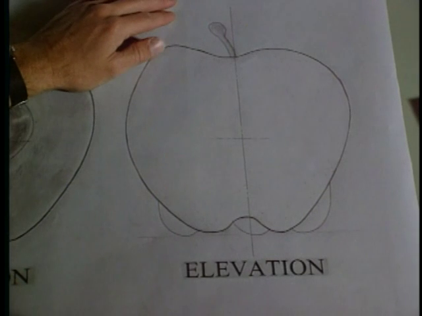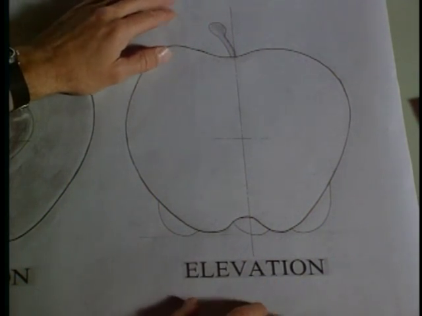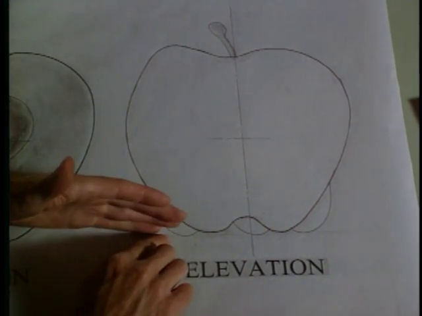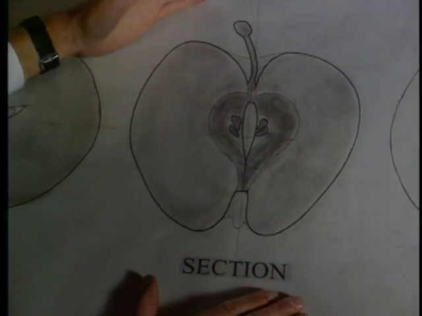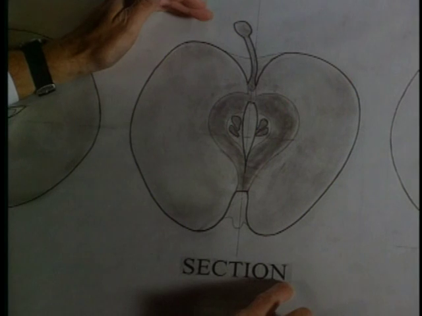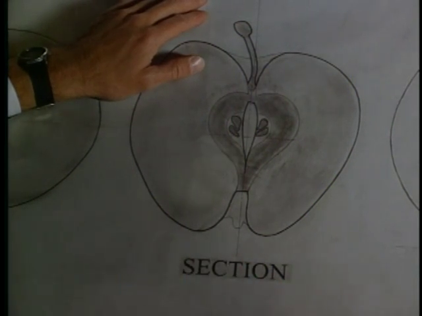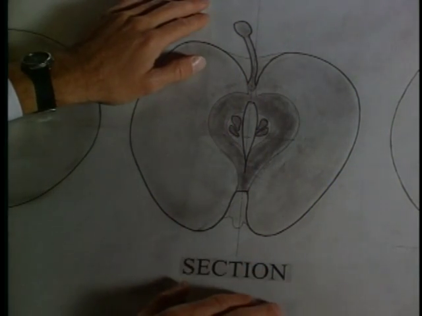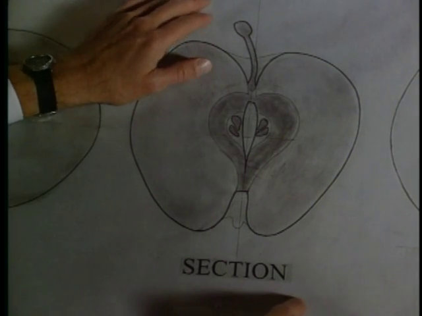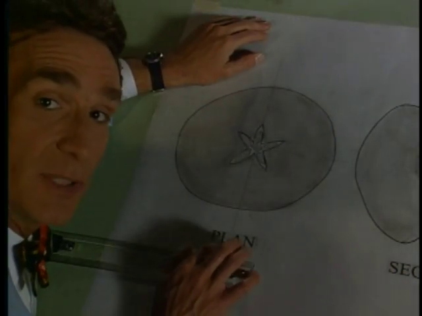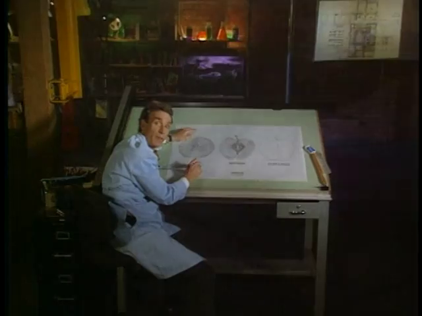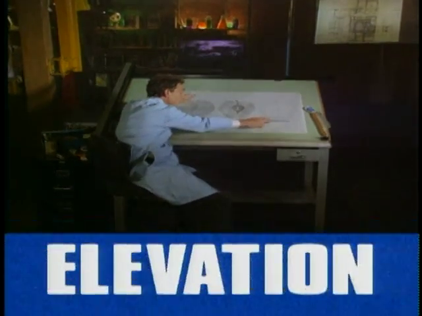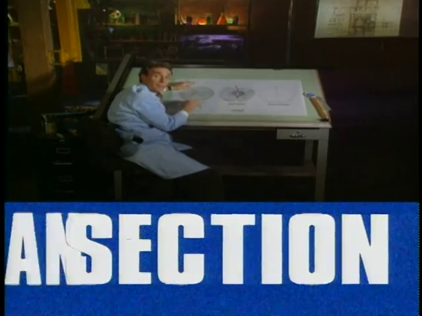This one is called the elevation view. It's called the elevation because it shows you how much the apple is elevated above the surface it's resting on. This one is called the section view. You've probably heard of a cross-section. Well, here it is. Architects just call it a section. And this one is called the plan view. You've probably heard of a floor plan. Well, here it is. Architects use the words elevation, section, and plan.